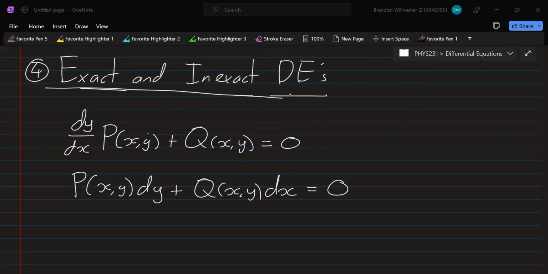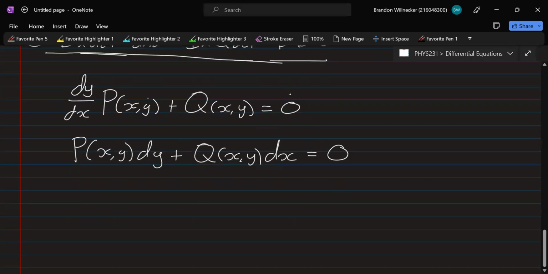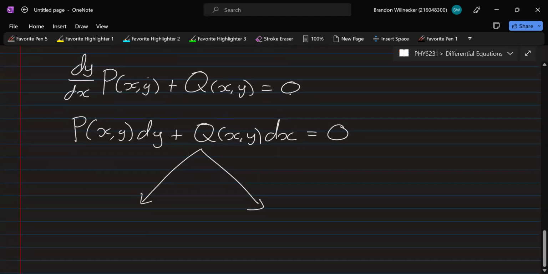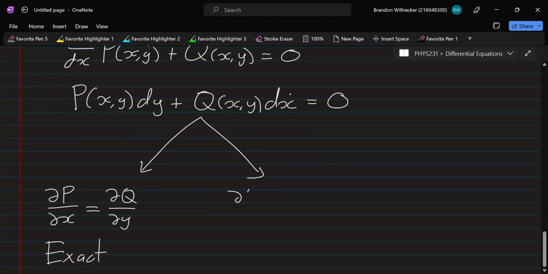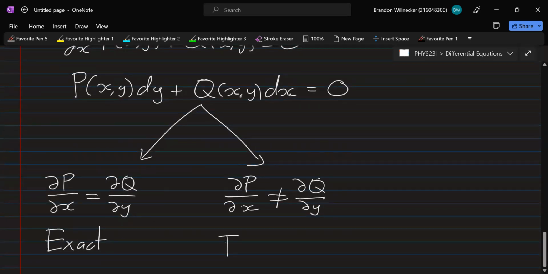Now, from this, we have 2 different cases. From here, we can do a check, and this will result in 2 cases. The first one is if we take the x derivative of the first part, p, so dp by dx, if this is equal to the y derivative of the second part, so dq by dy, we call it exact. On the other hand, if it's not the case, so dp by dx is not equal to dq by dy, we call this inexact.